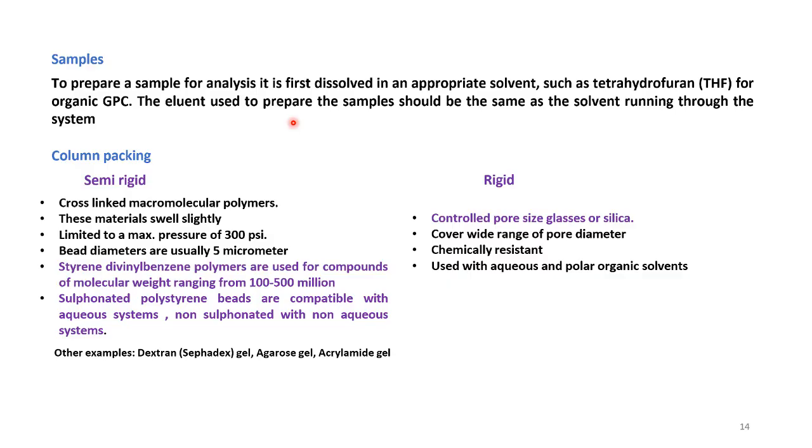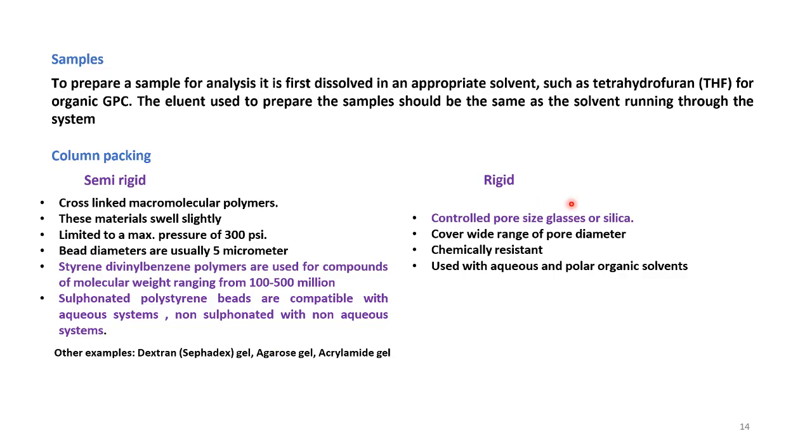And then sulfonated polystyrene beads are compatible with aqueous systems, so in those cases we have to use an aqueous solvent, and non-sulfonated beads are used with non-aqueous systems. So these are some examples of the beads which we use in the column. Other examples are dextran gel, agarose gel, and acrylamide gel.